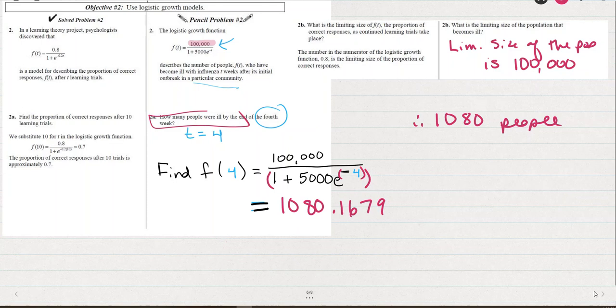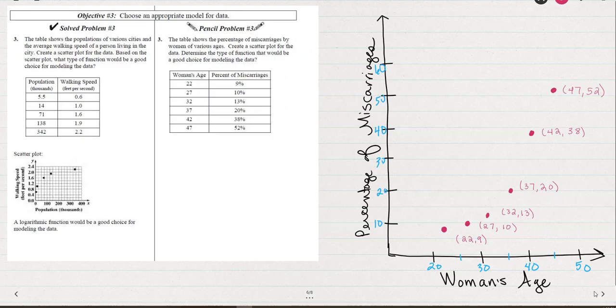Let's look at another example, a scatter plot. Given some information in a table, the table shows the percentage of miscarriages by women of various ages. We could create a scatter plot. To create a scatter plot, I've created a y and x axis. The x axis is going to be the women's age. That's usually the first column. You could do it opposite, but typically it's going to make the most sense if we put the first variable on the x-axis, and then the percentage of miscarriages on the y-axis.